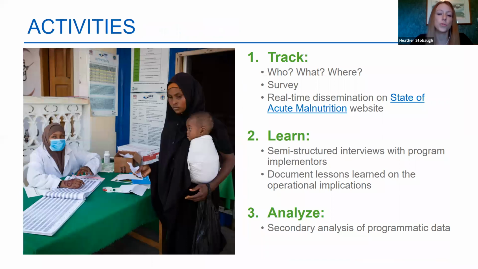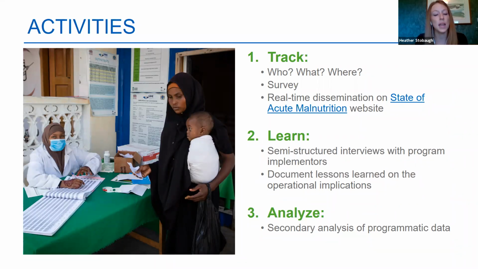So there are sort of three main activities that we're engaging in. And the first is a tracking or a mapping, expounding upon what Saul just presented on, to really identify who is doing what where, even trying to get down beyond just a national level to subnational levels and individual organizations in certain locations.